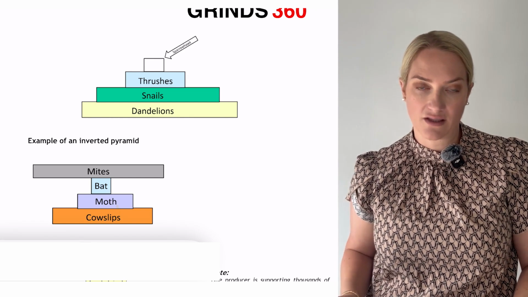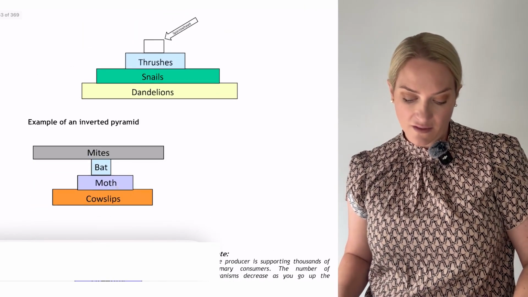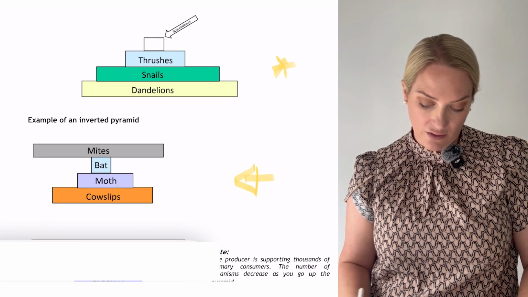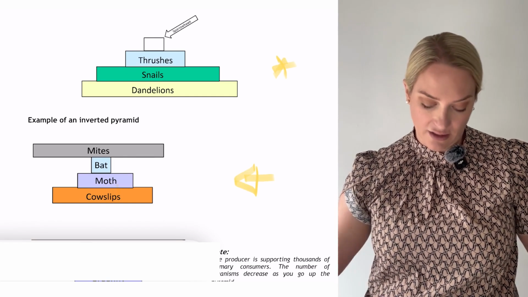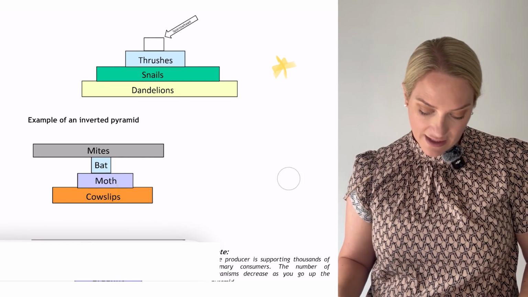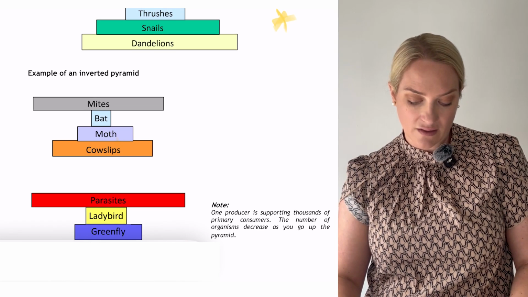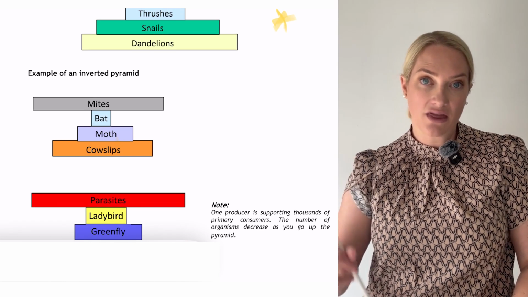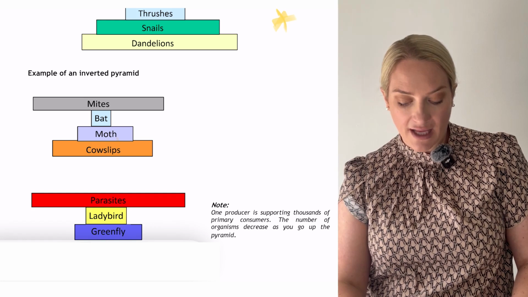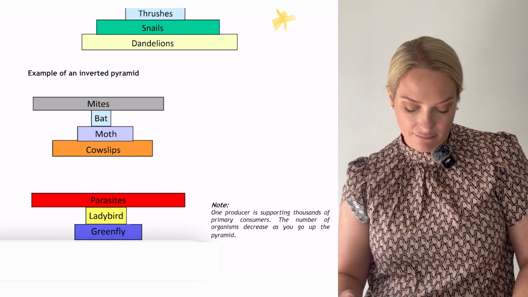So this then brings us on to an inverted pyramid of numbers. And we know it's inverted because here's a normal pyramid of numbers, and then we have inverted. So at the top, it's larger than the bottom. One example here we have is cowslips, a type of plant, eaten by moths. The moths will be eaten by bats. And then on the actual bat would be mites. So there could be thousands or hundreds of mites on a bat.